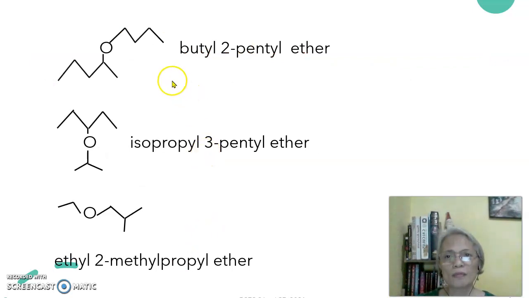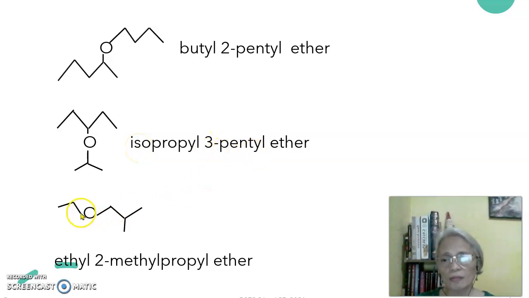So we also have here, 1, 2, 3, 4. So this, we have a butyl, and then we have a 1, 2, 3, 4, 5. So we have a butyl 2-pentyl ether. And this one, we have a 1, 2, 3. So we have an isopropyl, and then we have a 1, 2, 3, 4, 5, a pentyl group. Bonding is at carbon number 3 of pentyl. So we have isopropyl 3-pentyl ether.